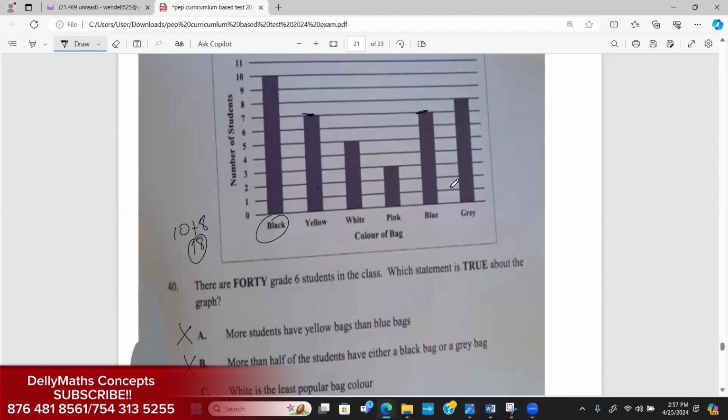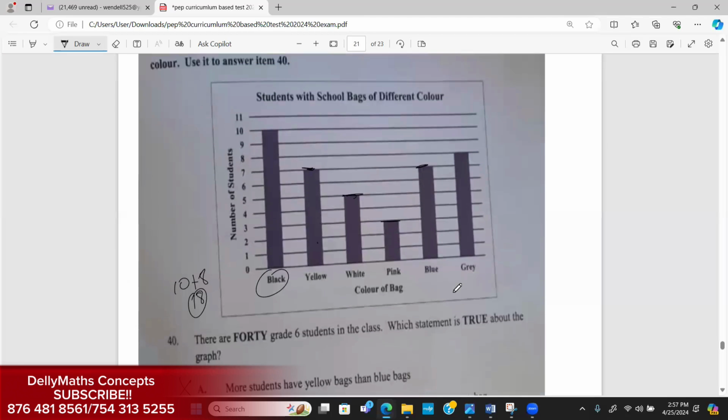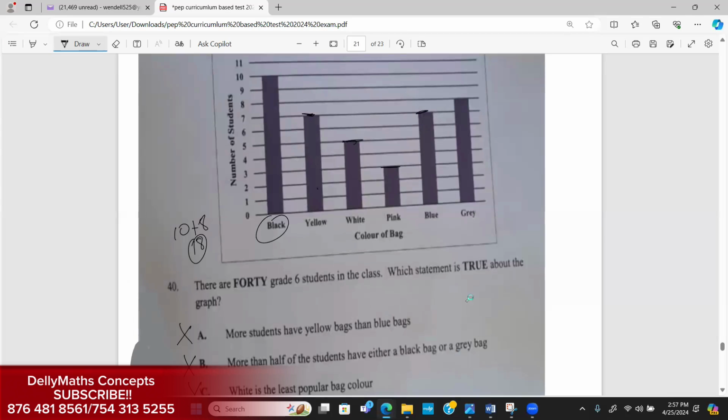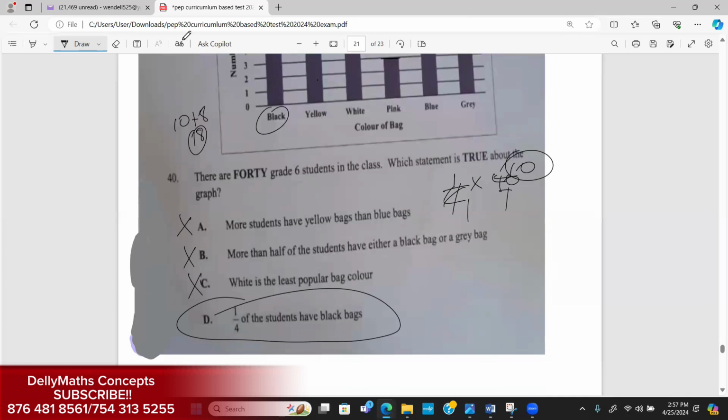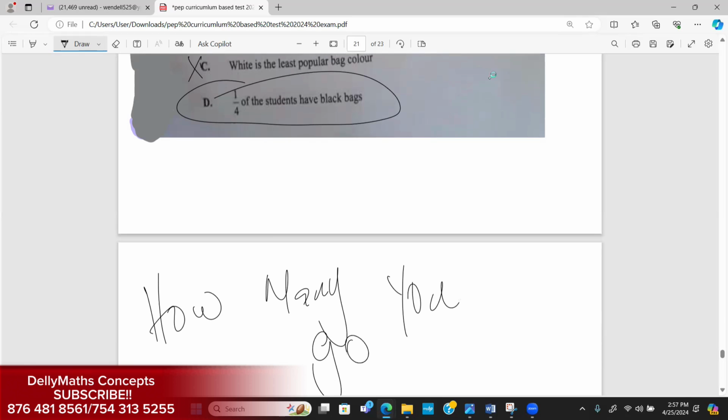White is the least. Let us look for the shortest bar. That's pink. Look, this is white and this is pink. Pink is the least. So this statement is wrong. Without doing the last one, this is the answer. If you want to do it to feel good, no problem. A quarter of the students have black bags. A quarter times 40 will give you 10. So it is correct. You never need to check it. It's the last one, and everything else was incorrect. So there it is. Let me know how many you got.